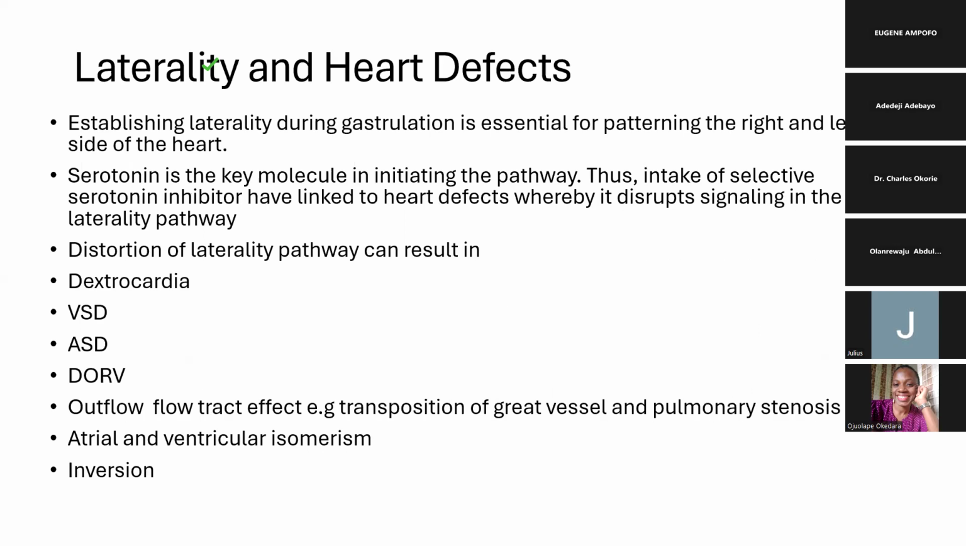Now, considering laterality and heart defects, establishing laterality during gastrulation is essential for patterning the right and the left side of the heart. Distortion of the laterality pathway can result in dextrocardia, VSD, ASD, double outlet right ventricle.